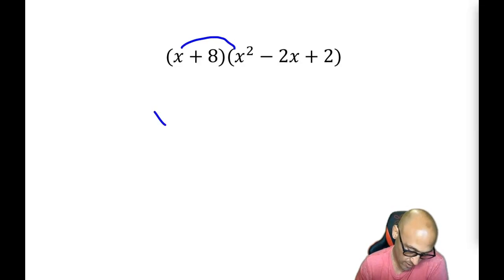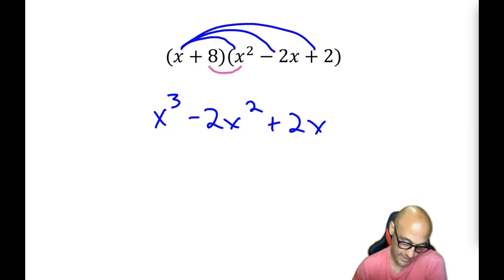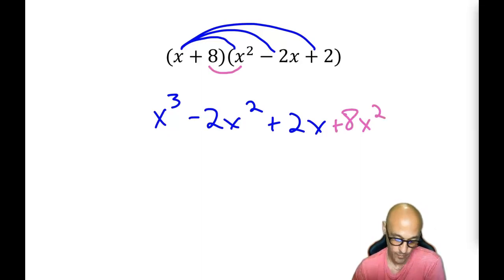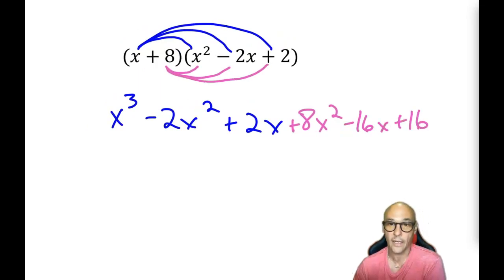X times x squared is x cubed. X times negative 2x is negative 2x squared. X times 2 is positive 2x. 8 times x squared is positive 8x squared. 8 times negative 2x is negative 16x. 8 times 2 is 16.